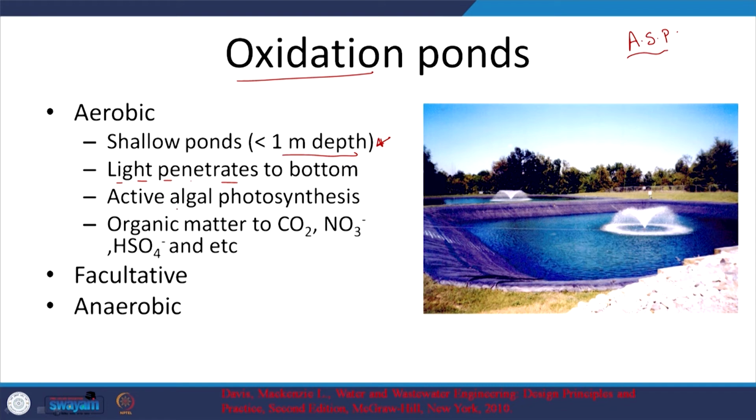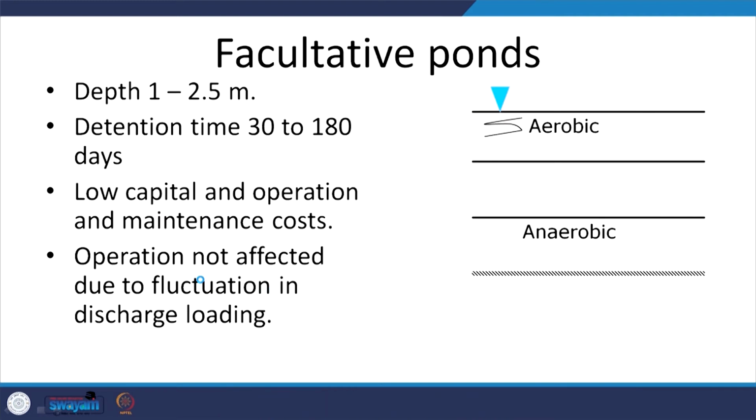And then you are going to have algal photosynthesis, that again will lead to the generation of oxygen, right, and you are going to have the presence of oxygen. And around this algal system, you will also have bacteria which will use this oxygen and then degrade the organic matter to the relevant byproducts. So, depending upon the size, you can have facultative and anaerobic zones. I think we are going to discuss this, okay.